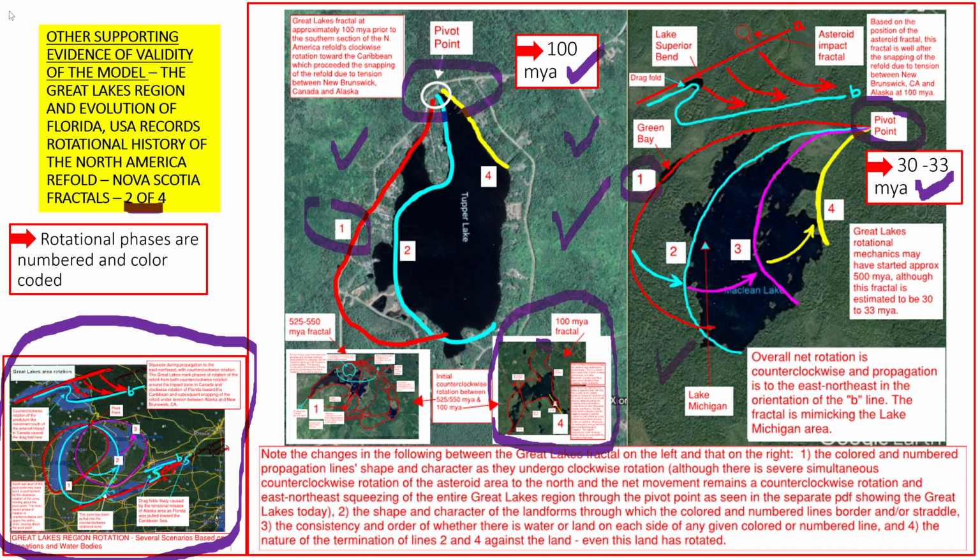So to look at the text boxes of the first fractal on the left, I say Great Lakes fractal at approximately 100 million years ago, prior to the southern section of the North America refold rotating clockwise toward the Caribbean. Florida went towards the Caribbean, which preceded the snapping of the refold due to tension between New Brunswick, Canada, and Alaska, or the Alaska area. The initial rotation, as you see in the 550 million year old fractal in the lower insert, is counterclockwise, at least after that full compression, and then it recompressed, and then it started rotating. The North America refold started rotating counterclockwise.